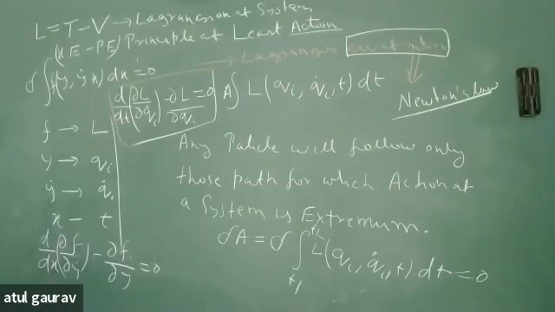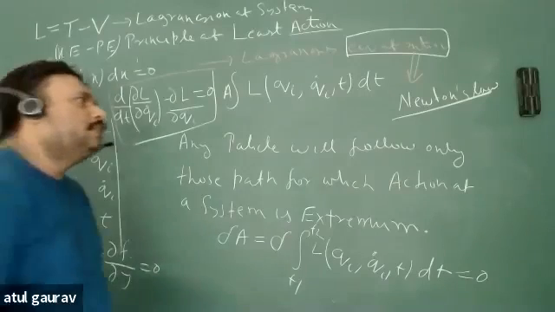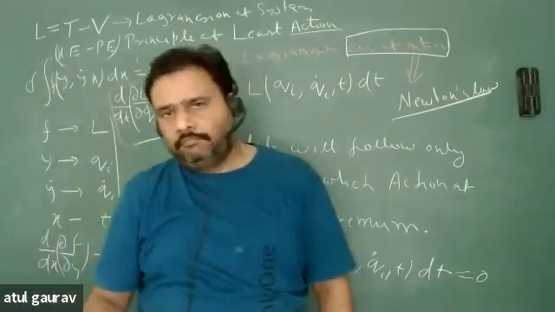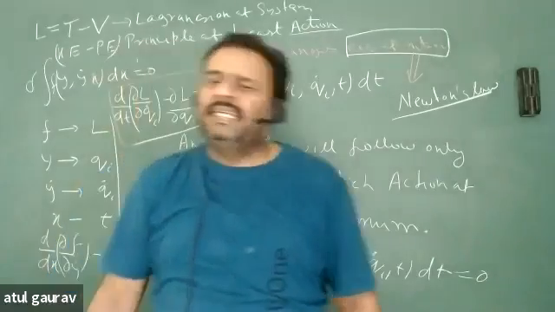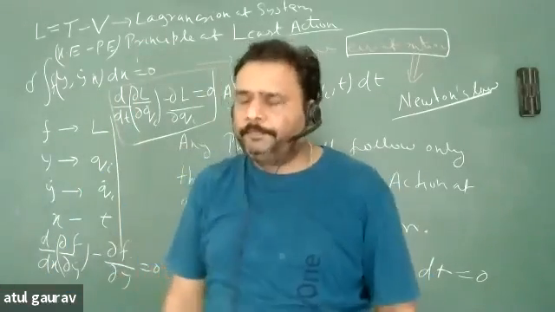Sir, by those paths for which the action of a system is extremum. So do you mean it will follow the shortest possible path? Extremum means either shortest or biggest. But in nature, it will be the shortest.